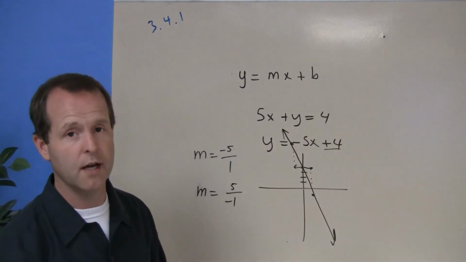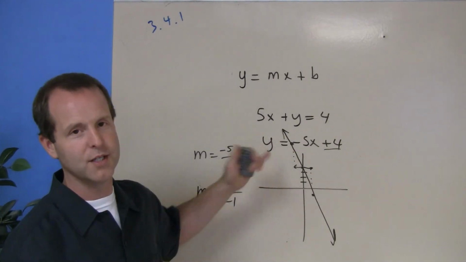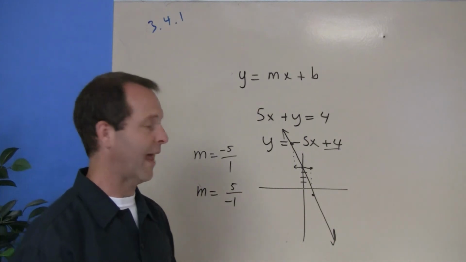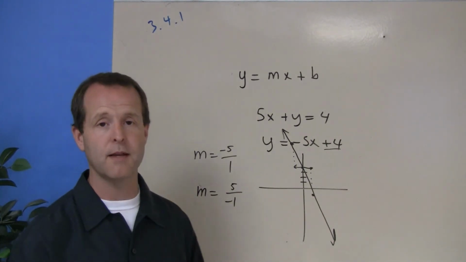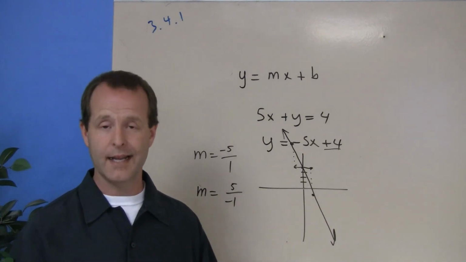And so there's the equation of the line, although it did run through my equation, sorry about that. But there's the graph of that line, using y equals mx plus b form, or what we call slope-intercept form.